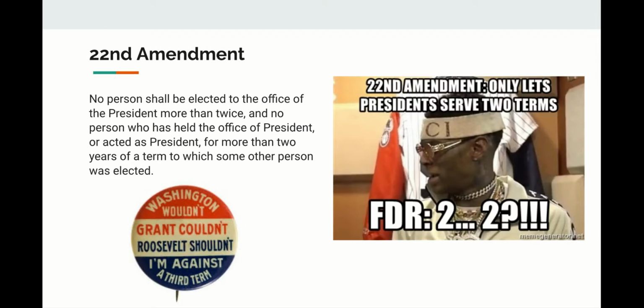So the 22nd Amendment: no person shall be elected to the office of president more than twice. No person who has held the office of president or acted as president for more than 2 years of a term to which some other person was elected shall be elected more than once. Which means that you're only allowed to be president for 2 terms total. This was an amendment that was added after the FDR presidency, where President Roosevelt served 4 terms.